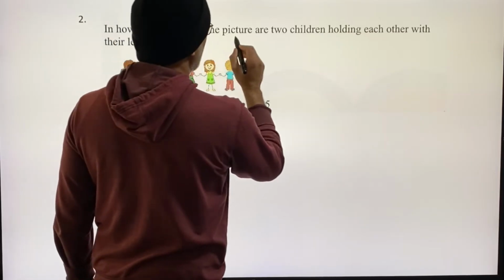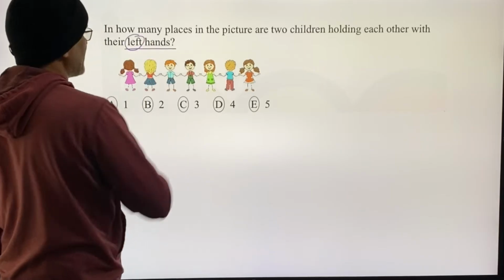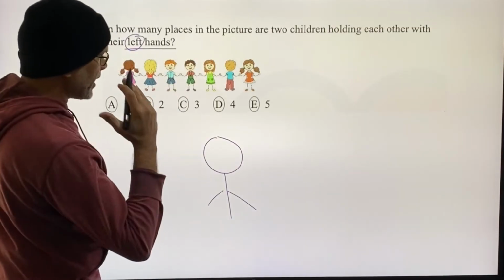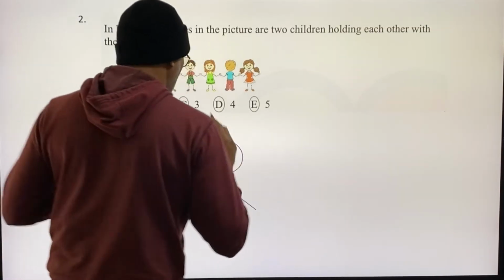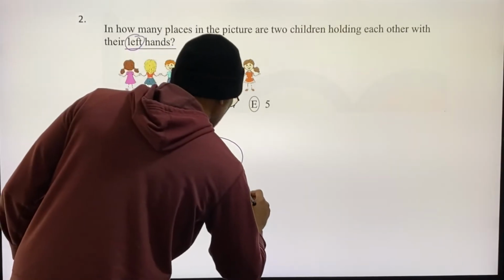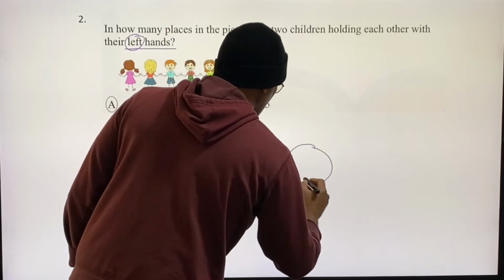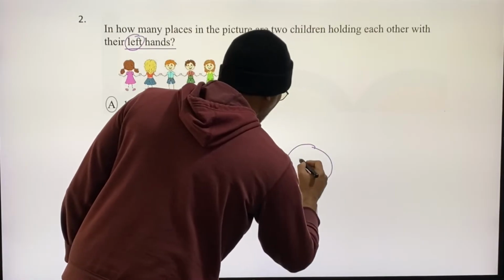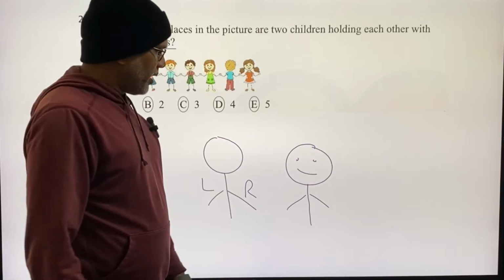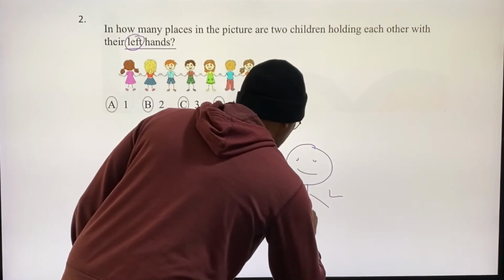In how many places in the picture are 2 children holding each other with their left hands, right? So let me draw the picture of one child. So this child is looking into the screen. So if I'm looking into the screen, this is my right, this is my left. So this is right, this is left, right? Let me draw the picture of another child who is looking away from the screen, right? So in this case, this is left, this is right. So this is left, this is right.